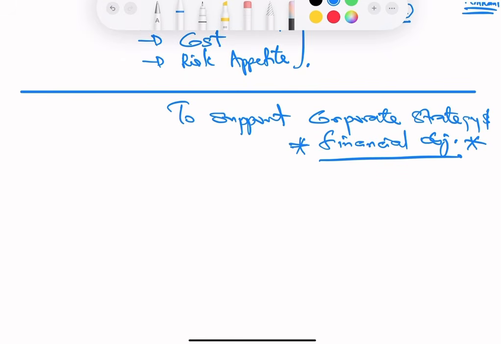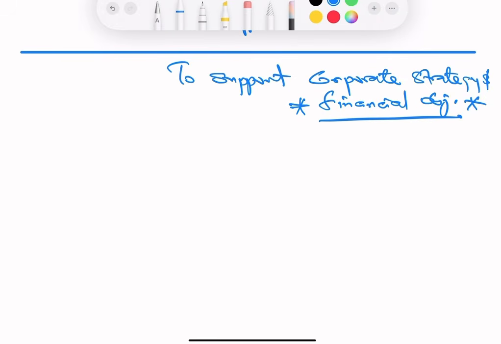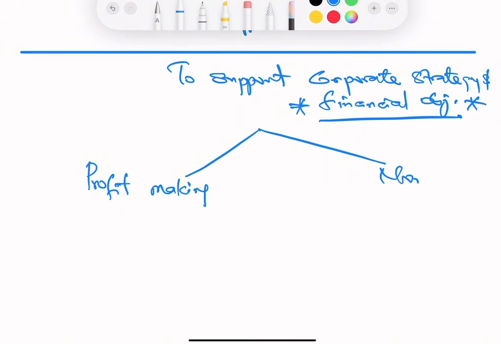What are the financial objectives of companies? And that will depend on what company we are talking about here. Are we talking about a profit-making company or not-for-profit making? Because if it is not-for-profit making, what you are interested in is how you have been able to maximize the funding that has been made available to you. So in that case, you are only interested in value for money.